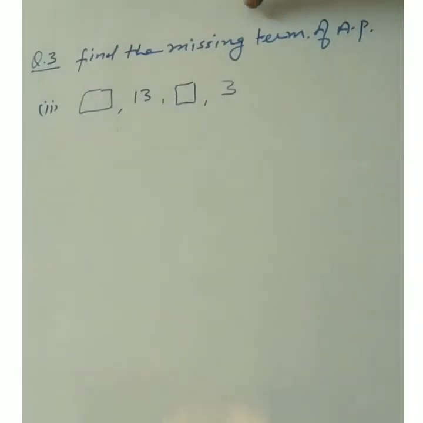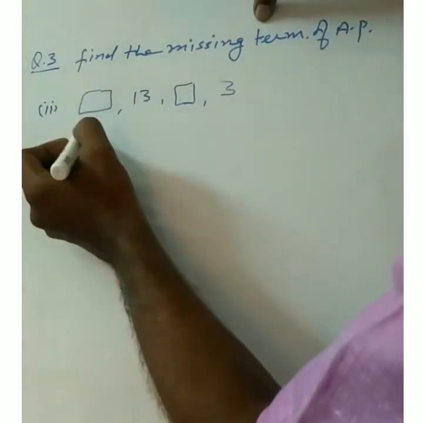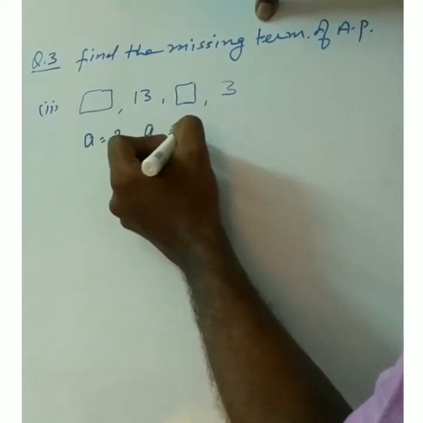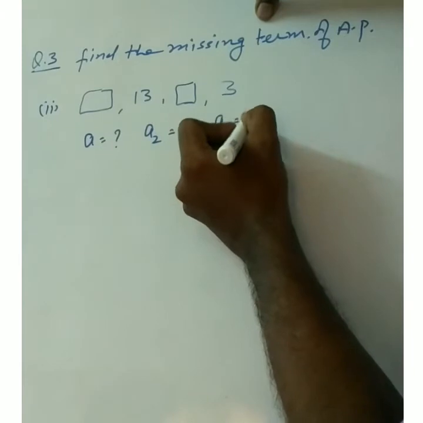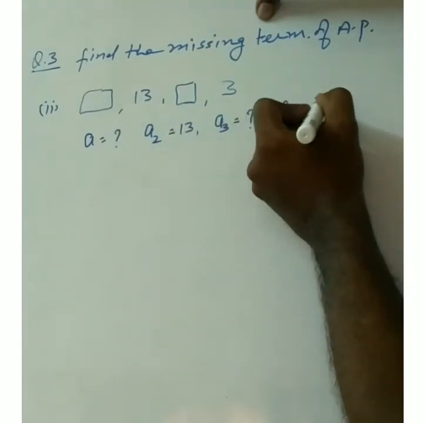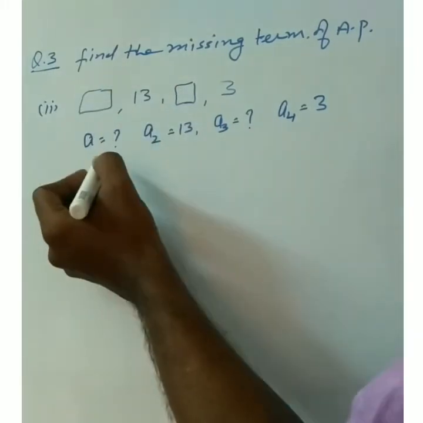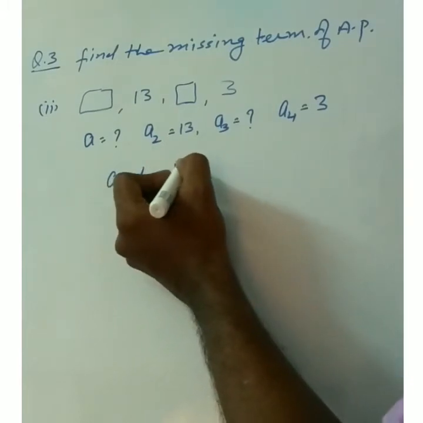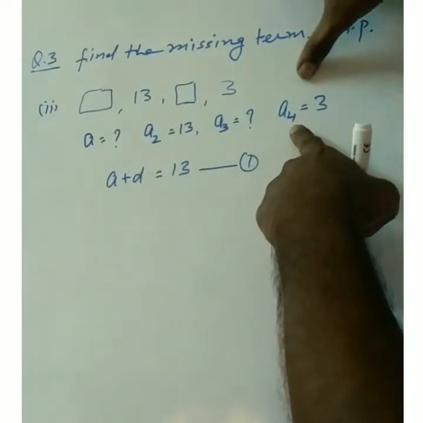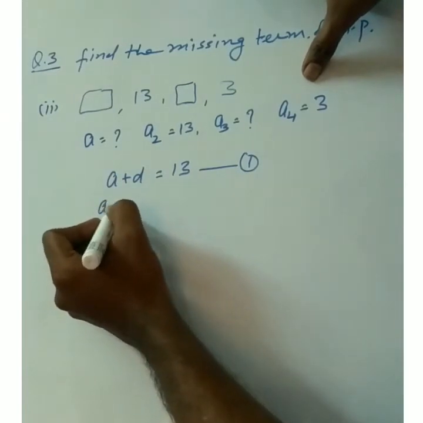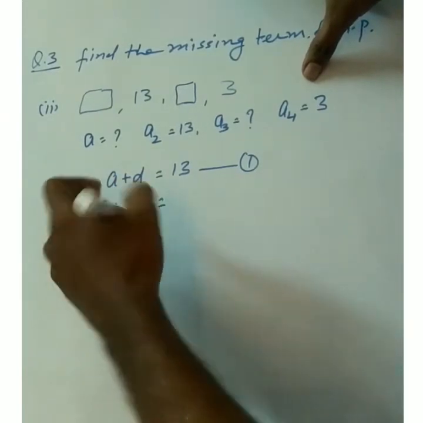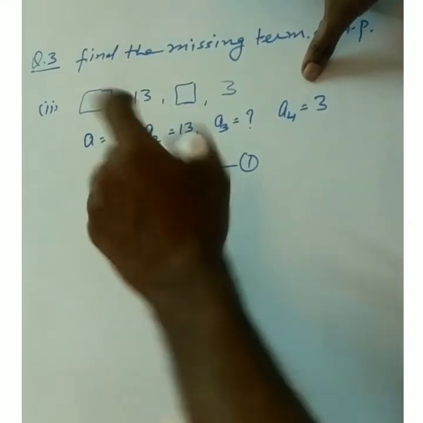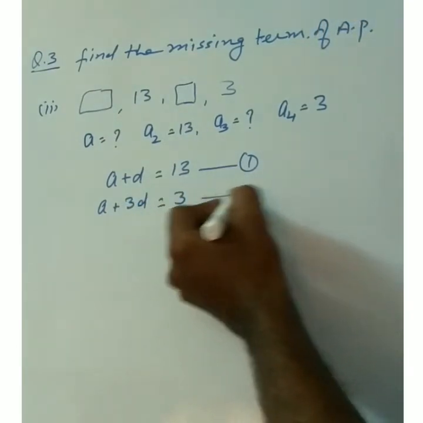Here we have to find out the missing term of this AP. The first term is not given. We have to find out. The second term is given as 13. The third we have to find out. And the fourth term is given as 3. For the second term we have the formula a plus 1d equal to 13. For the fourth term we have the formula a plus 3d. It is actually a plus n minus 1. 4 minus 1 will be 3, so 3d equal to 3.